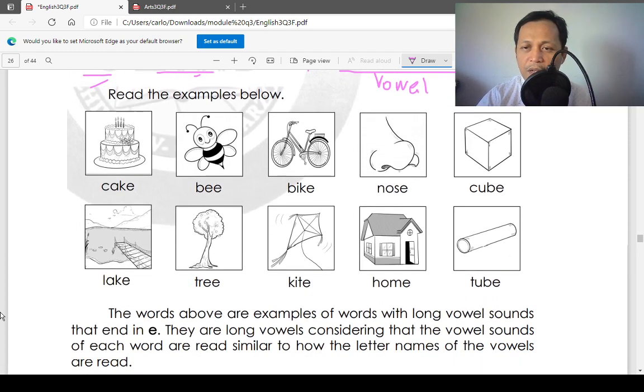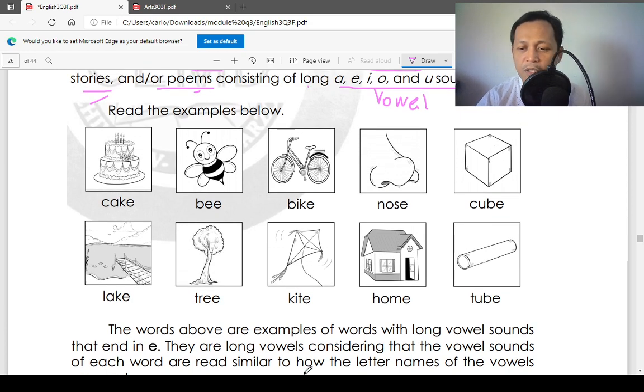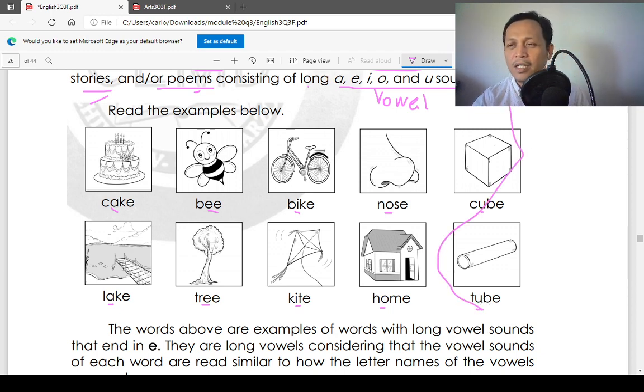Now let us focus on these examples. We have cake, bee, bike, nose, cube, lake, tree, kite, home, and tube.